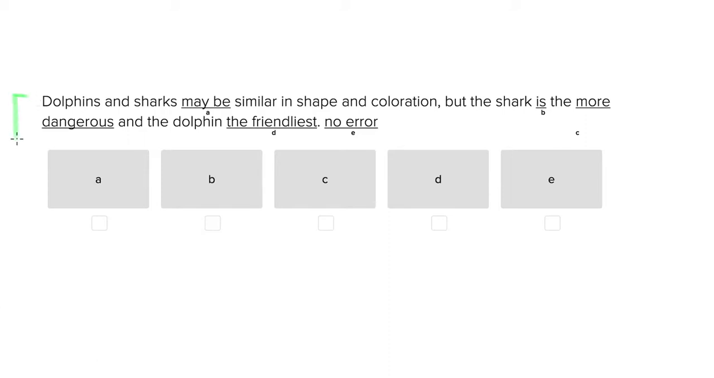So the first thing you want to do for this problem is read the sentence to yourself, try to get the idea of what the author might originally have meant by the sentence, and then immediately go into the answer choices and consider which is right or wrong. So let's do that together.